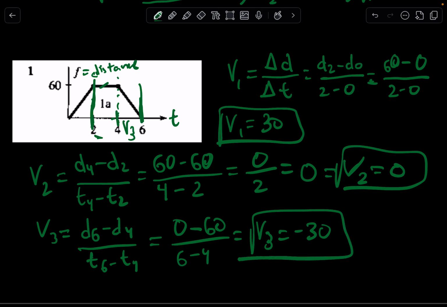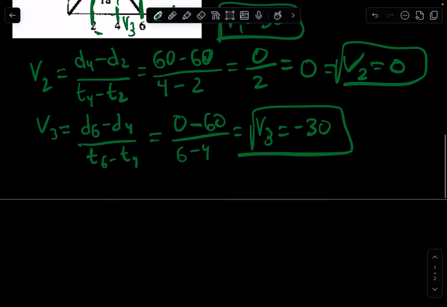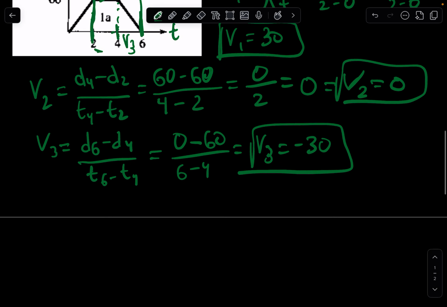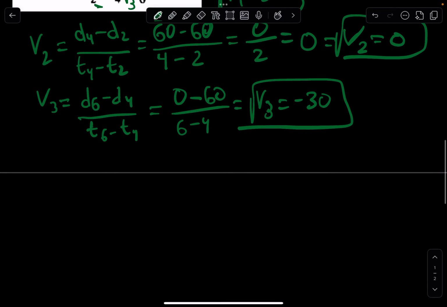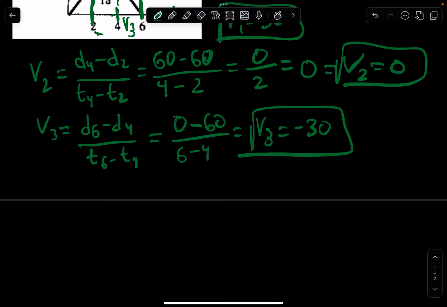So now we have velocity 1 constant equals 30, velocity 2 equals 0, and velocity 3 equals negative 30. So now we can plot these equations to find our little velocity graph. Let's start with this one right here, velocity graph.